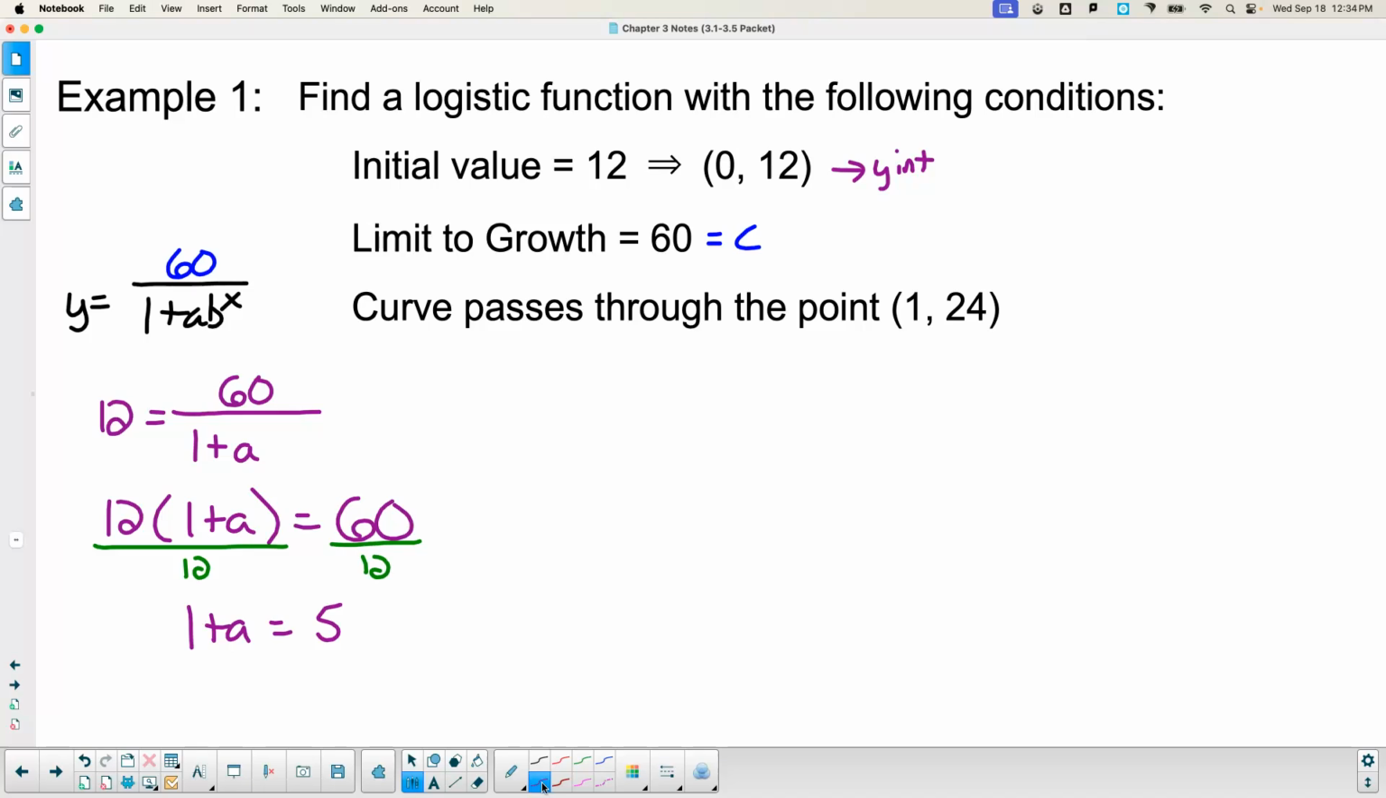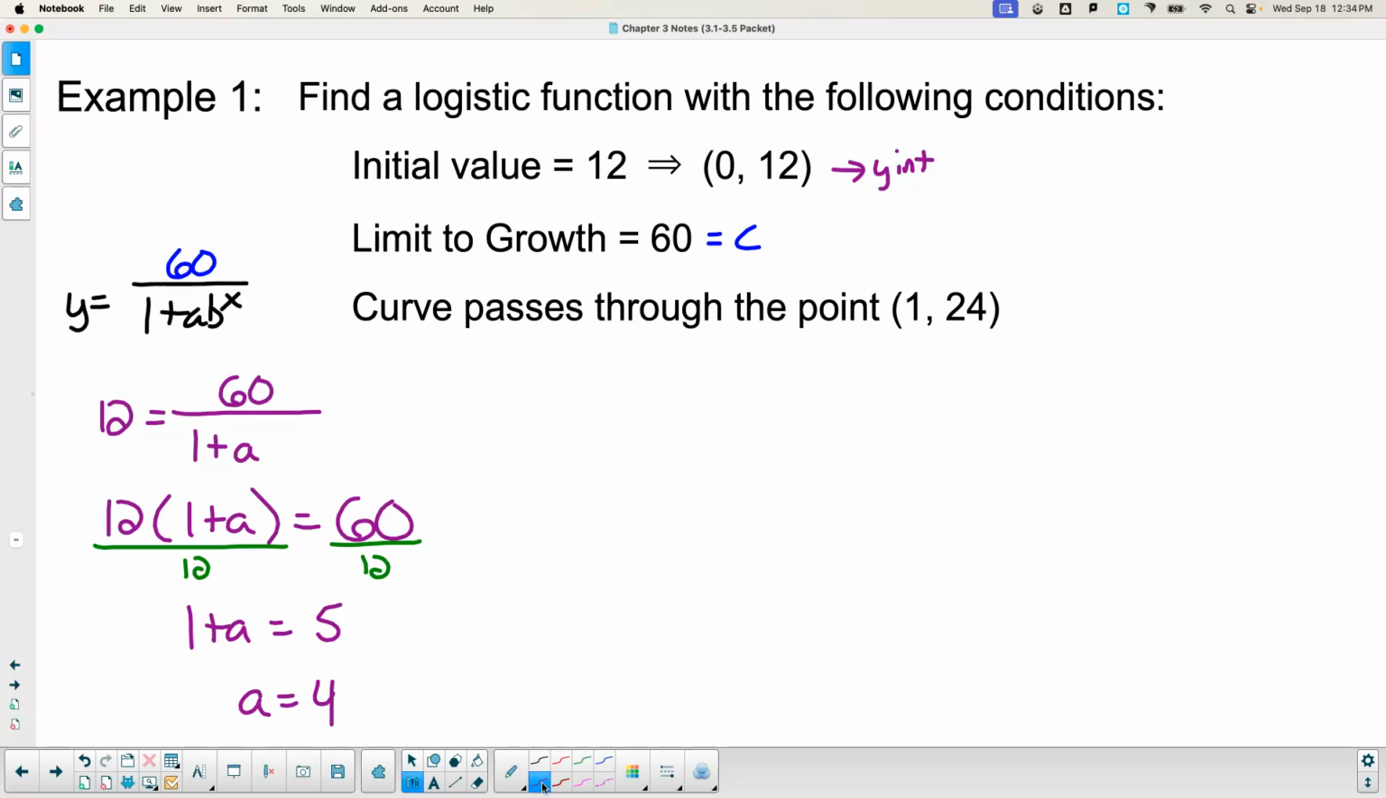And then subtract 1 gives me a is 4. Right? Okay, so now we've got a and c. Now we just got to find b.